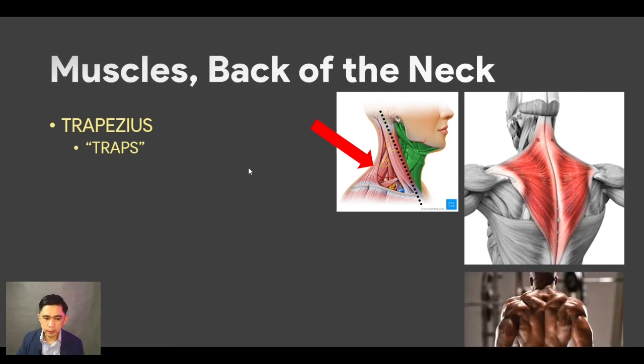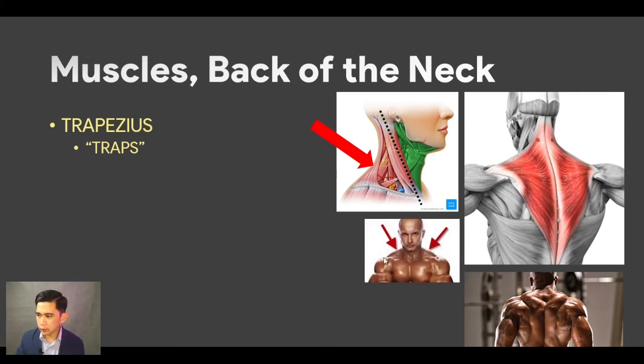So some people have very well-developed traps, just like bodybuilders. See this one? These are the traps. And it is not only more seen or more obvious in the back, but some bodybuilders want to have very well-developed traps so that they may have a good shape when looked at from the front. Okay, this one.